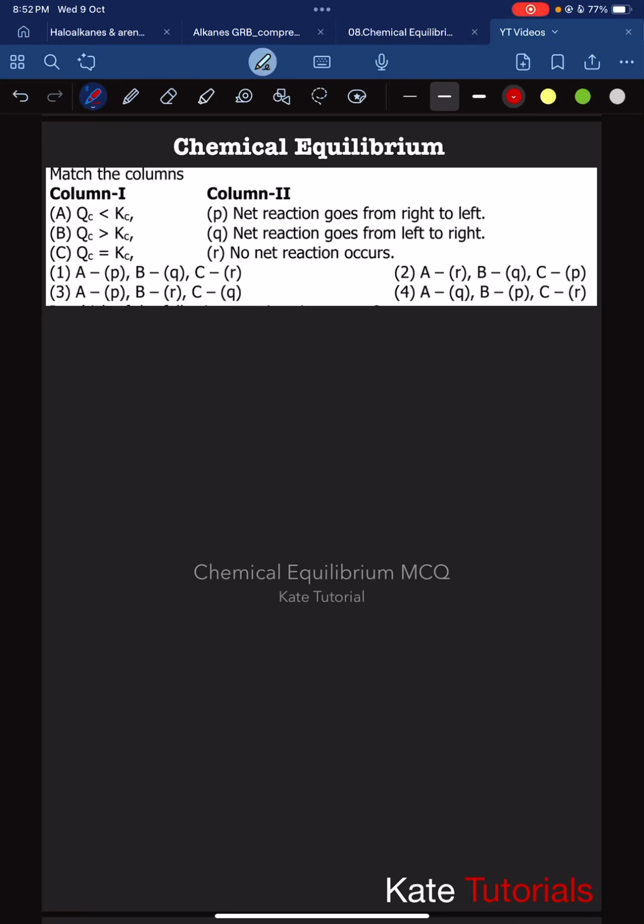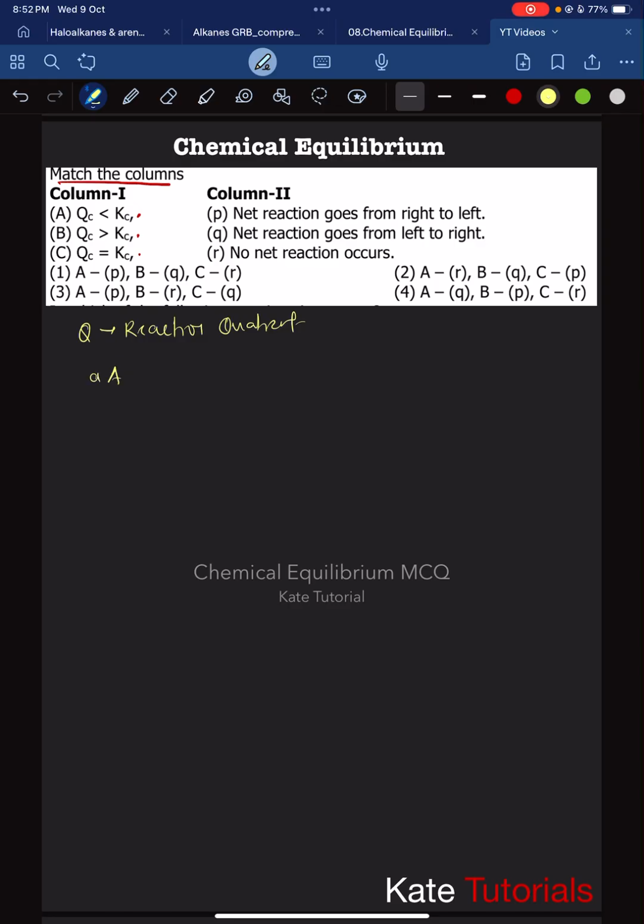Here the question is match the columns, right? So Q is smaller than Kc, Q is greater than Kc, Q is equal to Kc, and we have to match. So to match that, first we should know what this Q is. Q we call it the reaction quotient. What is this reaction quotient?